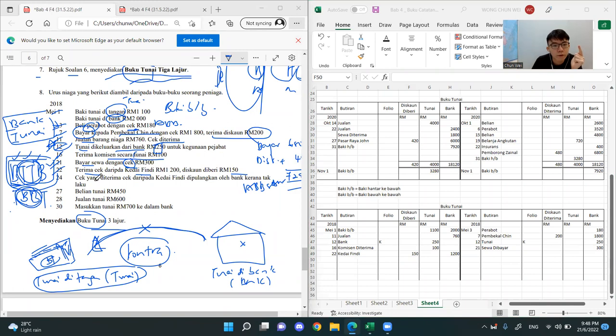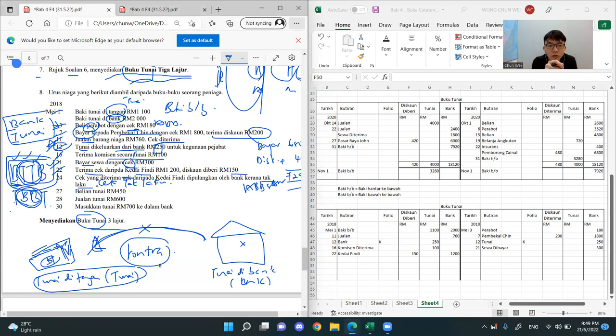Okay, what is this 24? Check yang diterima daripada kedai Findi dipulangkan oleh bank kerana tak laku. Okay, so this is actually a check tak laku. What is a check tak laku actually? A check tak laku means I go to the bank, I put in the check that I received from kedai Findi. Kedai Findi berikan check saya, so I need to go to the bank and put in the check. So when I put in the check, then the machine rejects the check.